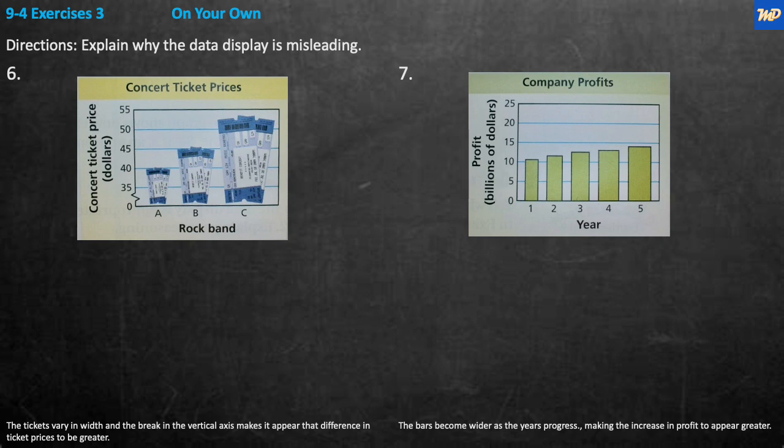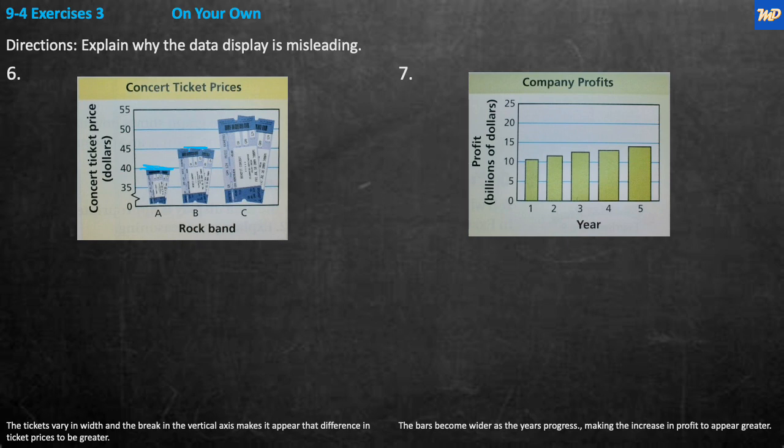So for number 6, it shows the concert ticket prices in dollars for a rock band, band A, band B, and band C. What makes this misleading? First of all, the $40 tickets for band A are down here with little teeny, short, skinny tickets. For band B, it's $5 more. But look at this. The tickets look way huger, like, oh, these are way more expensive than band A. If I'm going to buy these tickets, I can maybe afford band A tickets, but not band B, because they're so much bigger.